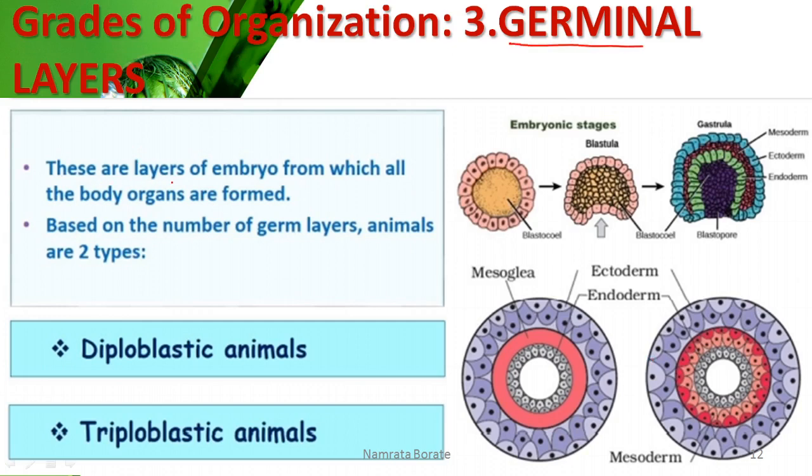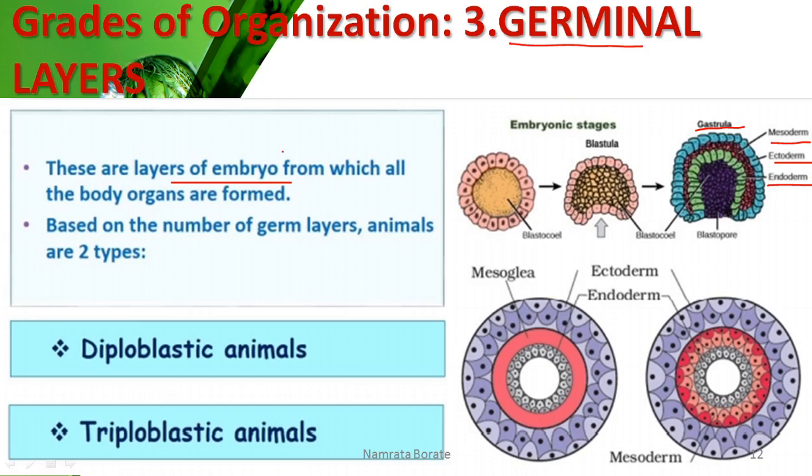Third, grades of organization, that is the germinal layers. These are the layers of the embryo. When the embryo starts developing from the zygote, the zygote undergoes various stages of development: cleavage, morula, blastula and gastrula. At the end of gastrulation, three germ layers are formed: ectoderm, mesoderm and endoderm. These three layers are called the germinal layers.